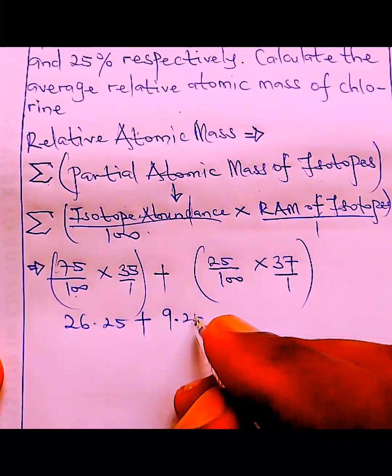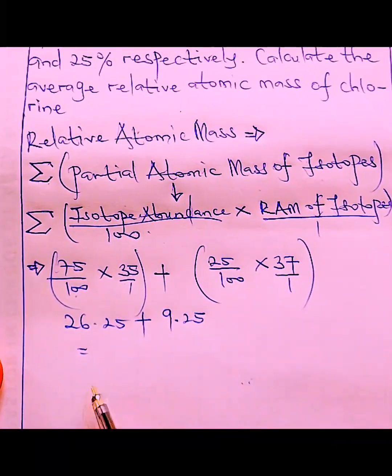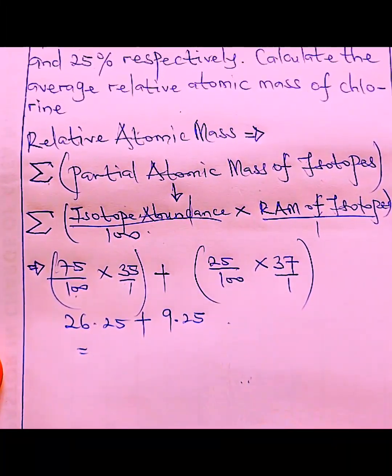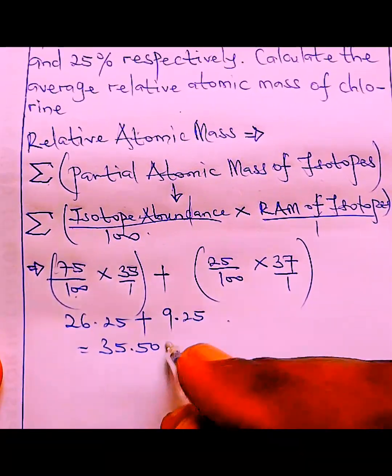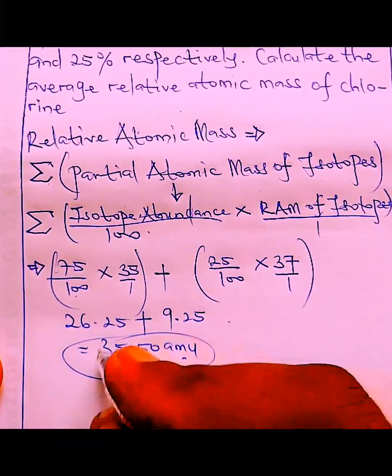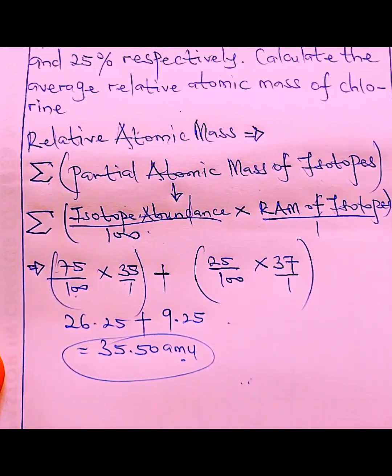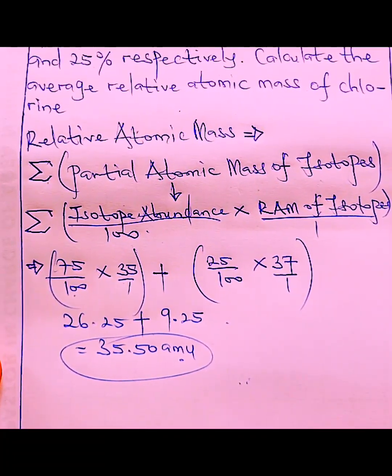Yes, 9.25. So together, 26.25 plus 9.25, what do we have? We have 35.50 atomic mass unit. This is the atomic mass unit for chlorine, as simple as ABC.